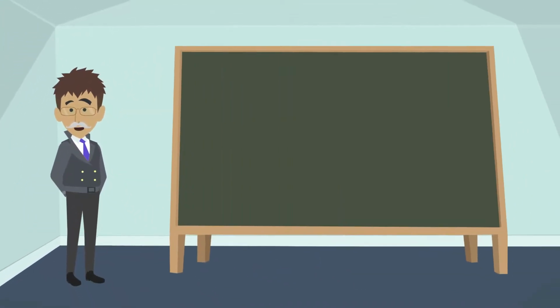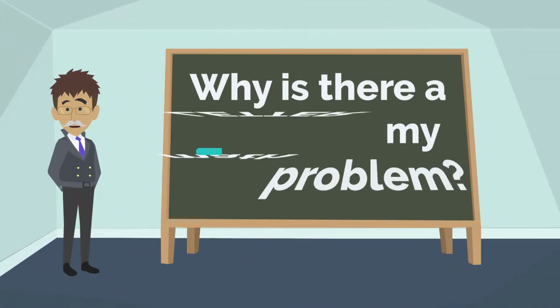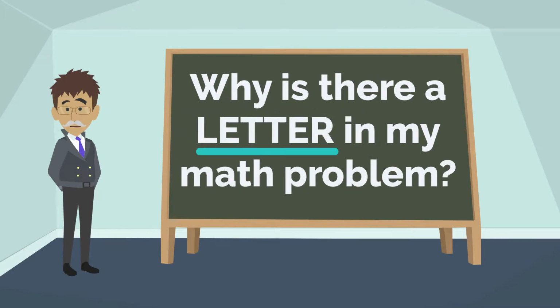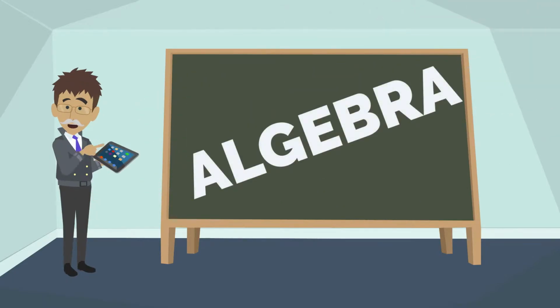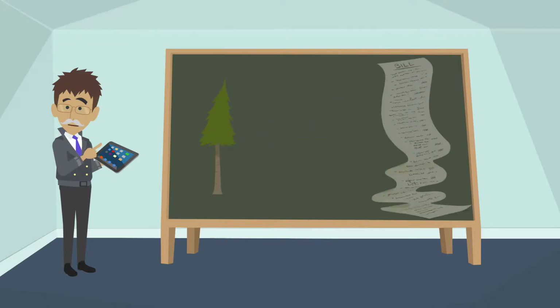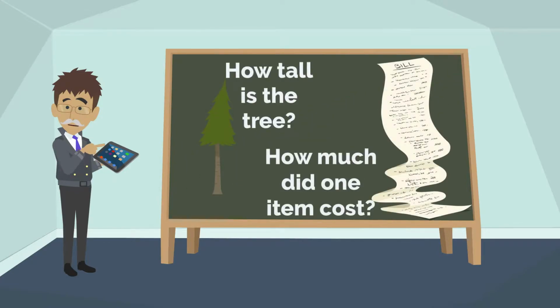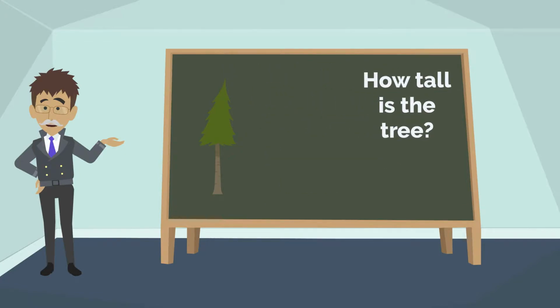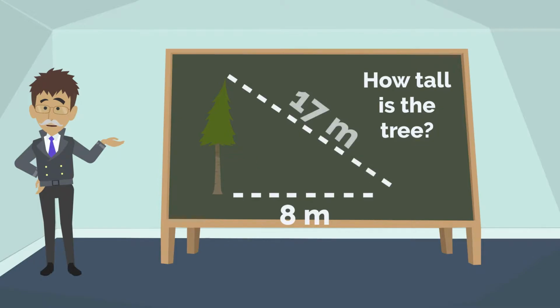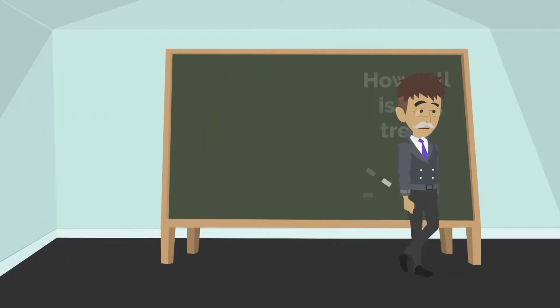Let's answer the question, why is there a letter in my math problem? To begin with, we need to talk about something called algebra. Algebra is one of the major areas of mathematics and allows us to model situations. With algebra, we can model situations with unknown values and understand relationships.